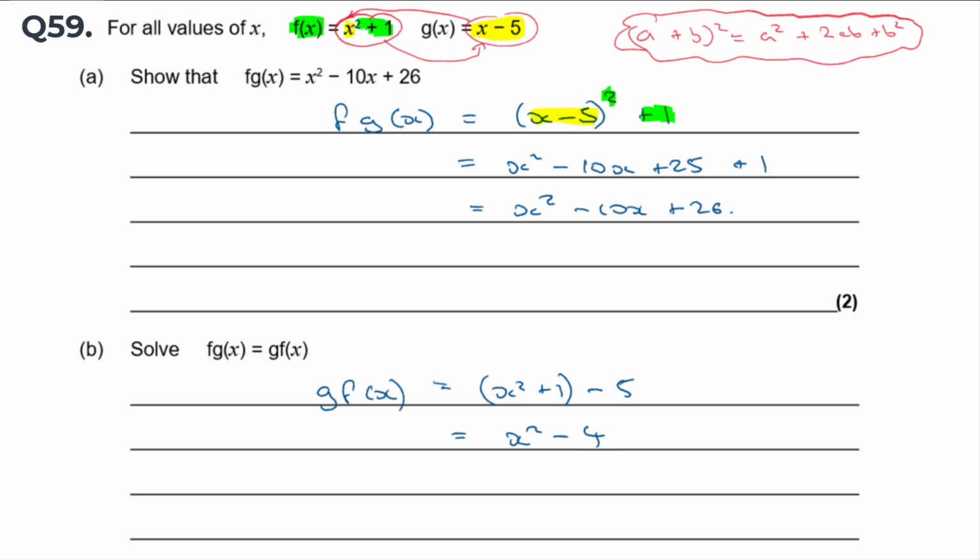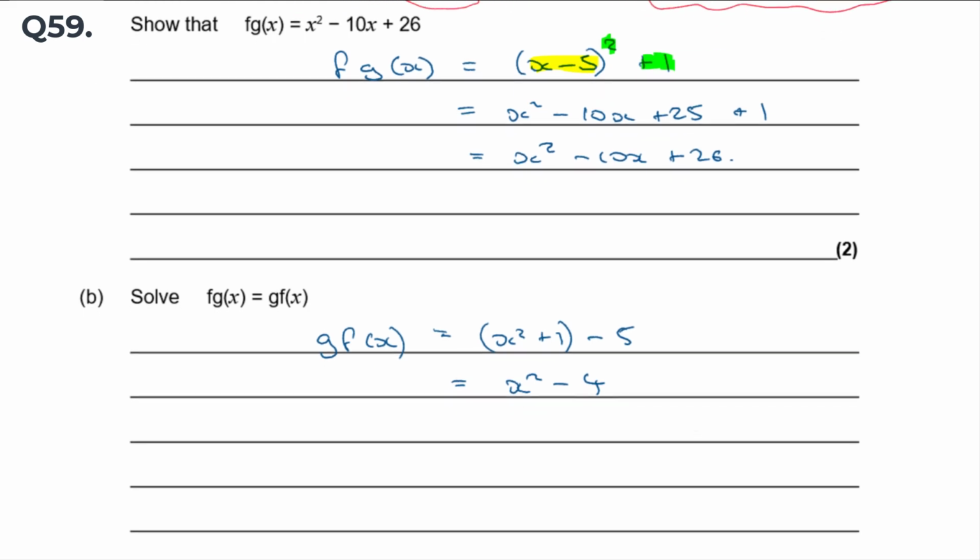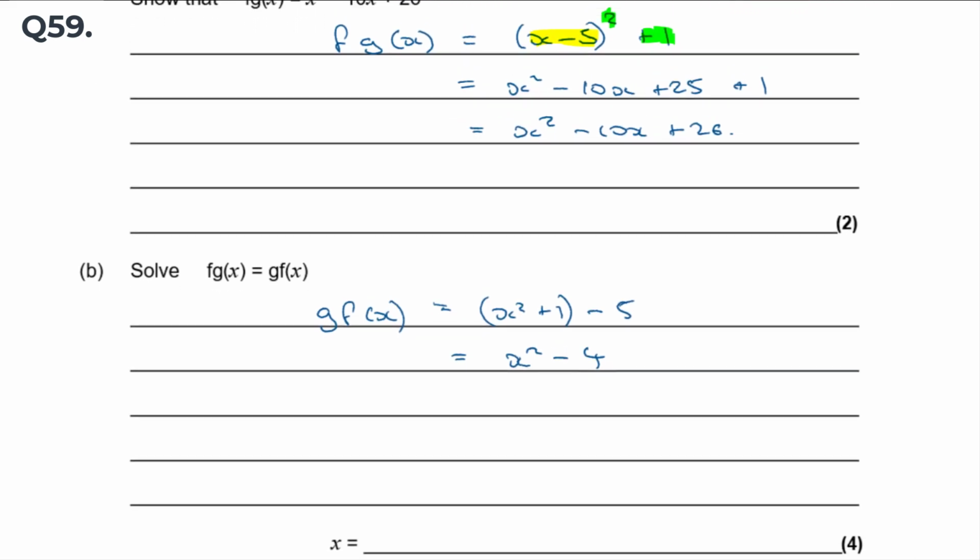Okay, and so to solve it, I need to stick those two things together. So f of g of x equals g of f of x. f of g of x is that expression there, isn't it? And g of f of x, that one there, look, is that. So what I'm going to get is x squared minus 10x plus 25, f of g of x, and I'm going to make that equal to x squared minus 4, which is g of f of x.